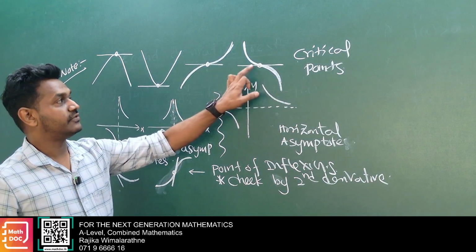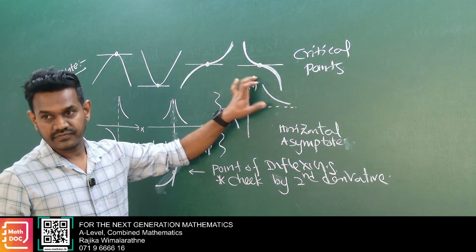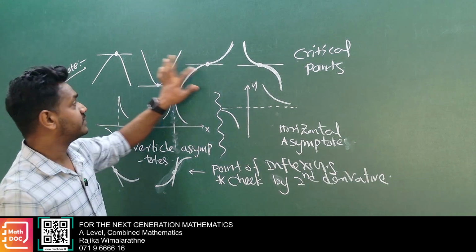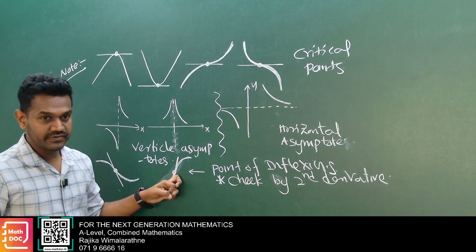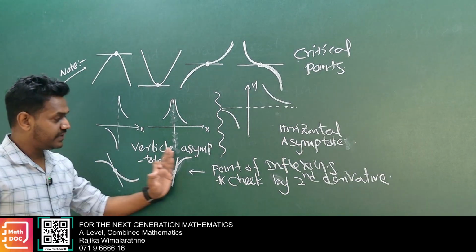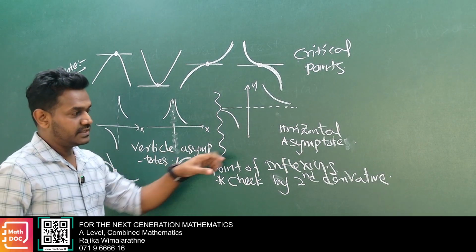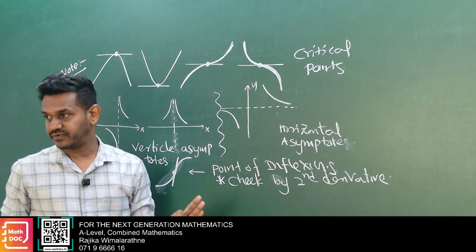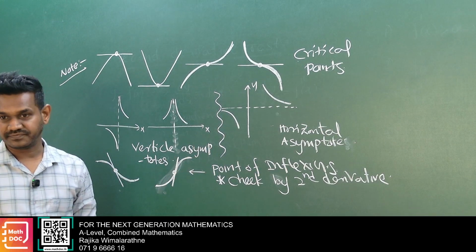Here the first derivative is 0, first derivative 0 here. But here the first derivative is not 0. But anyway, the second derivative is surely 0 here. We have to check this one. Just identify, that's enough for now. Later we will do them one by one.